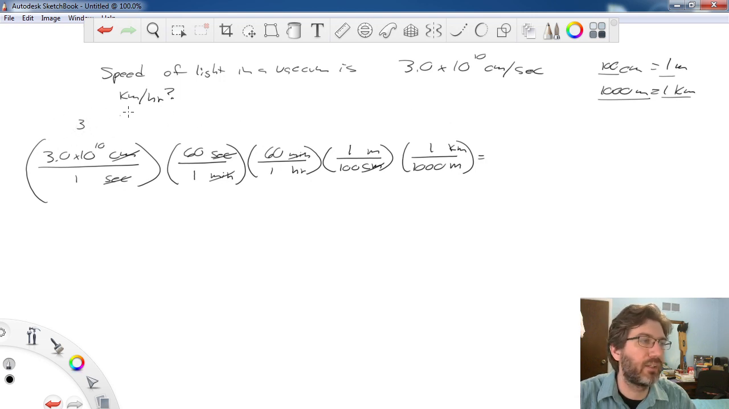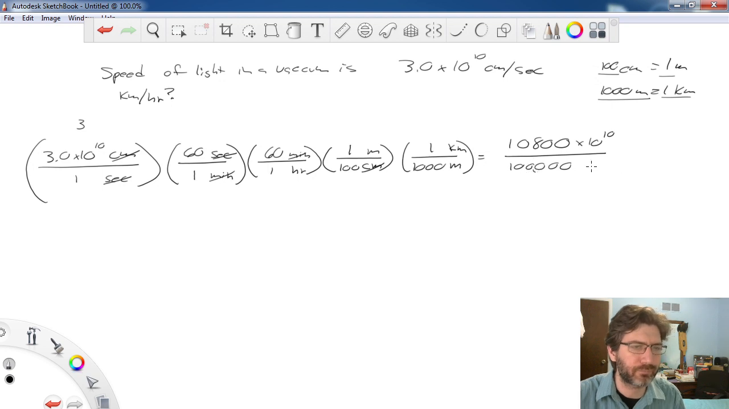So I'm going to take 3 times 60 times 60, which, if you want to use a calculator for it, you can. I don't blame you right now. 3 times 60 times 60 gives us 10800. And I didn't multiply by the 10 to the 10th, so I'm just going to tack it on, times 10 to the 10th. All over, and then 1 times 1 times 1 times 100 times 1,000 gives you 1,000 with 2 zeros. So what is that, 100,000?